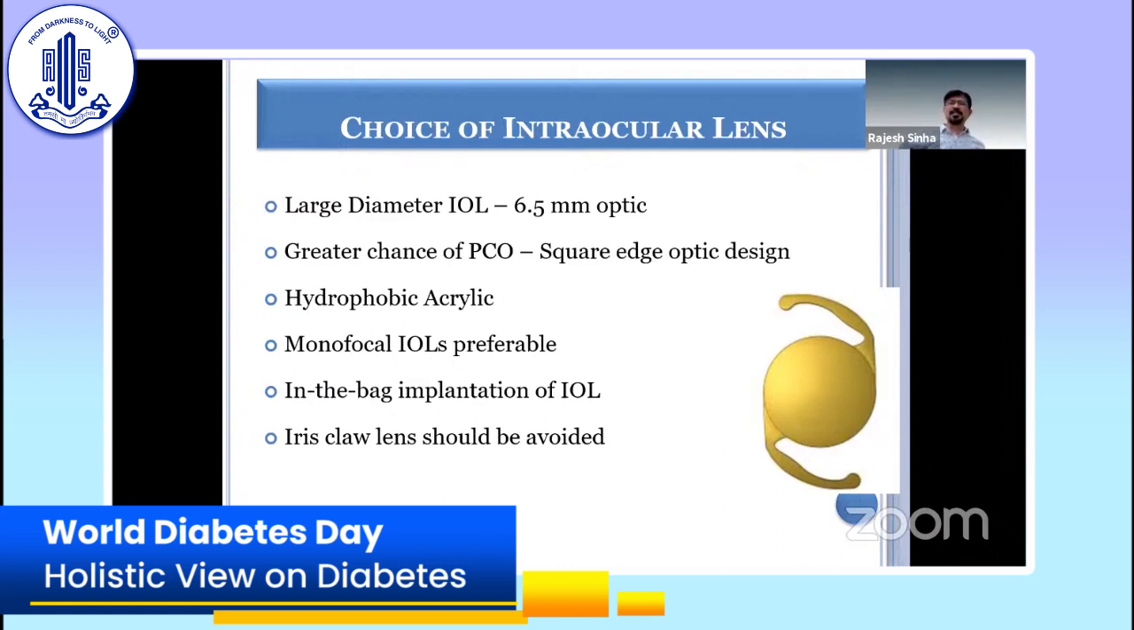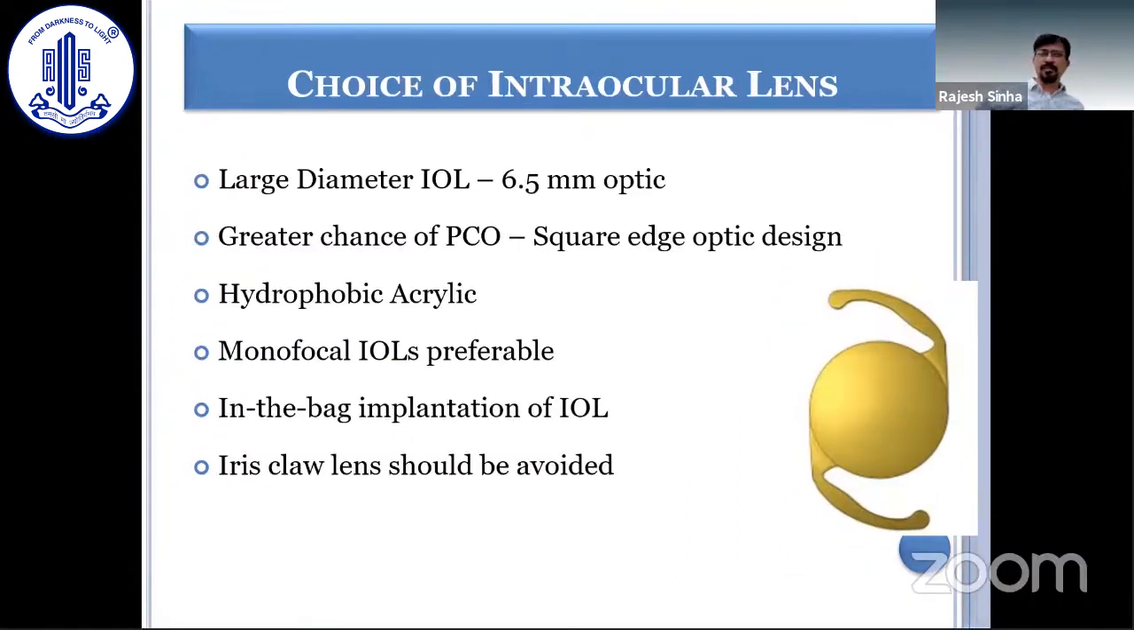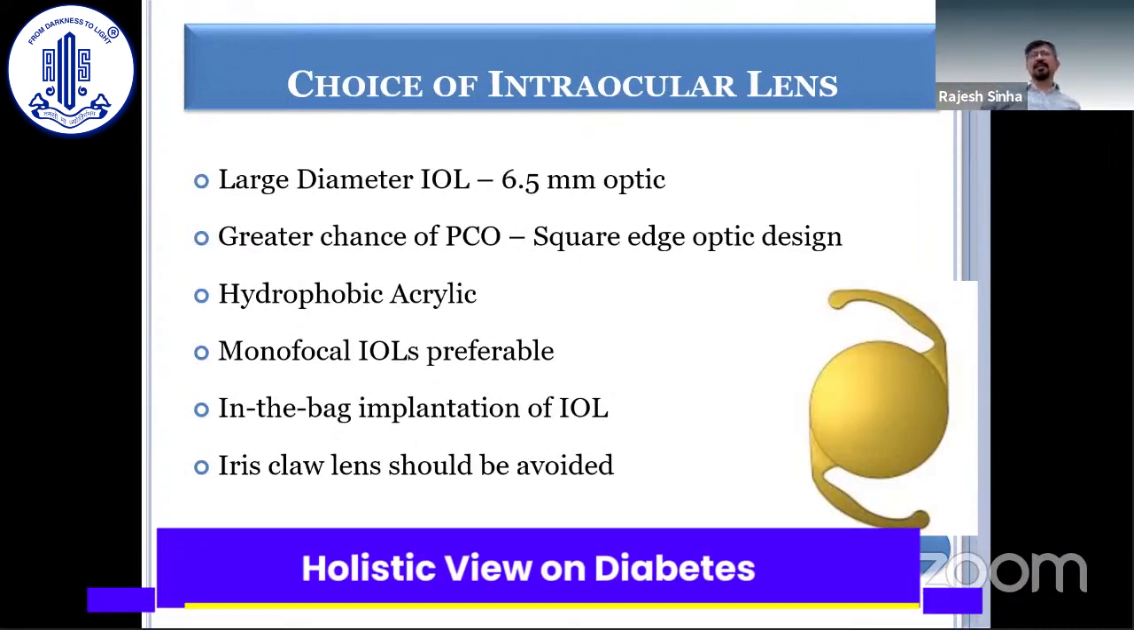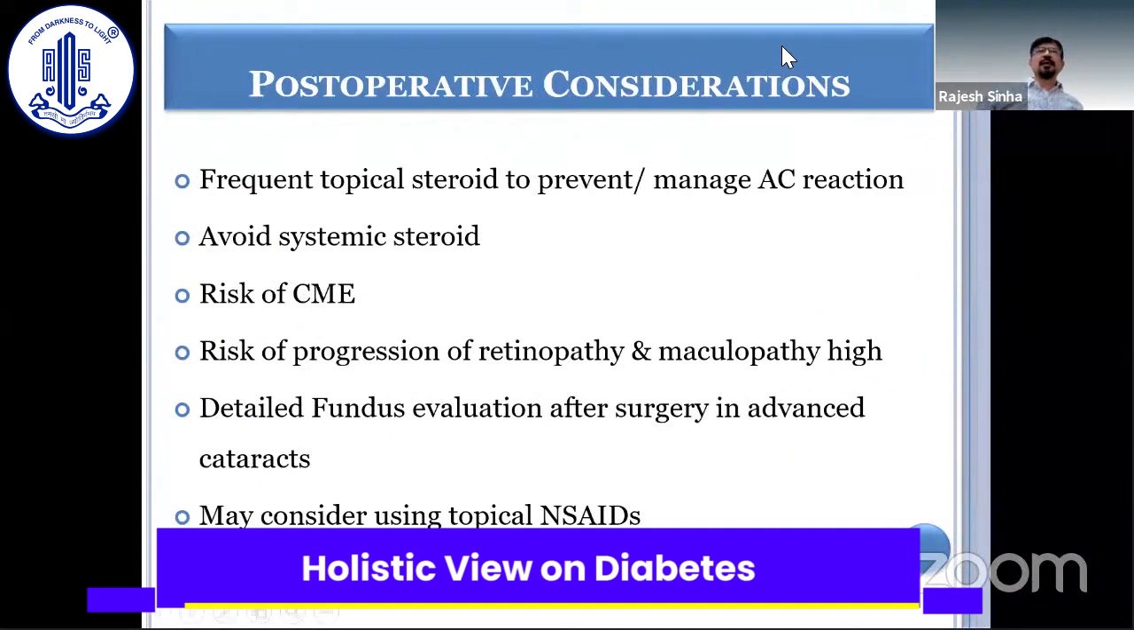One thing one should make sure of is that iris claw lenses should be avoided. It is recommended in the literature that iris claw lenses should not be implanted because in future, first of all, they can cause inflammation. Secondly, there can be NVI in future because of diabetic retinopathy, and all these things can jeopardize the success.